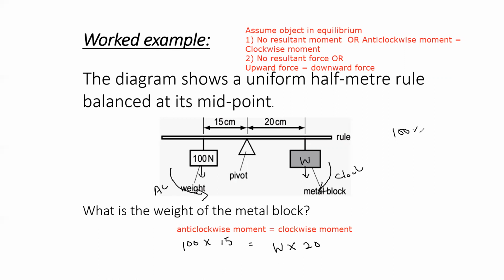So it will be 100 multiplied by 15 divided by 20 is equal to weight. When we solve, this will be 5 multiplied by 15, that is equal to 75 Newton. So the weight of this object is equal to 75 Newton. Is this example clear?